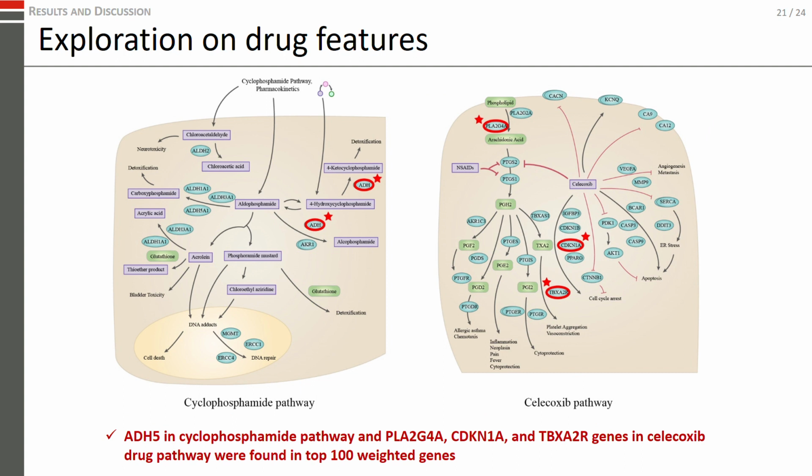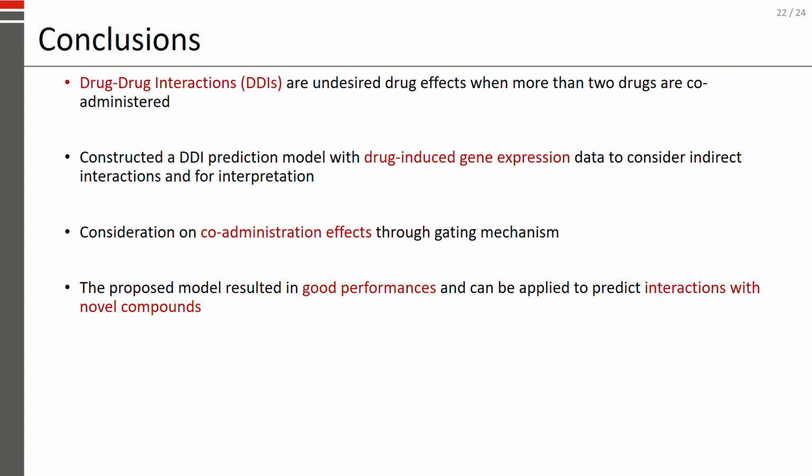In more detail, I focused on weighted genes. I searched on the PharmGKB database for any known compound pathways. Then I found that weighted genes are found in each pathway of the drug pair, cyclophosphamide and celecoxib. The highlighted genes were found in top weighted genes.